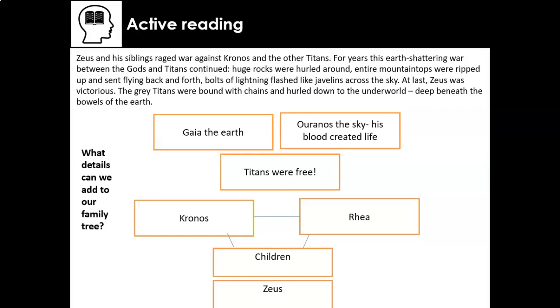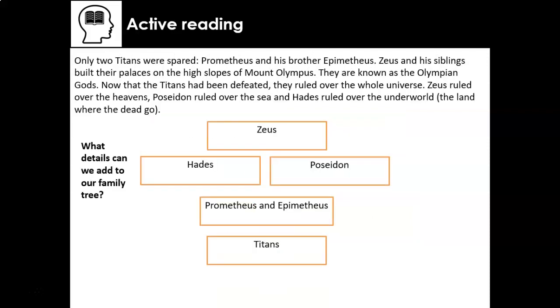So we could say Zeus at war. Zeus wins the war. Now, where we've got the Titans were free, we might have to cross out that word free because now they're bound with chains and hurled down to the underworld. So it's a whole change. Okay, so again, we're just going to pause there and you can add your little notes. Brilliant.